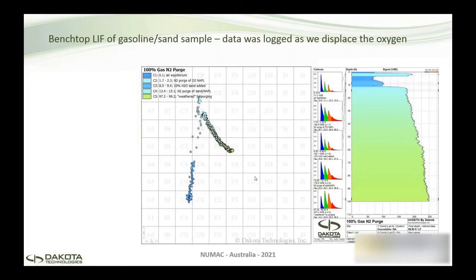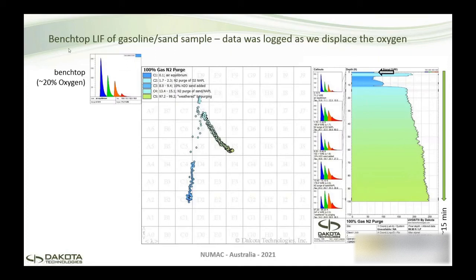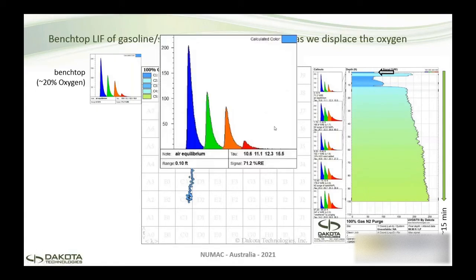Okay. So when I do that, something fairly interesting happens. Here's gasoline on sand under benchtop conditions, 20% room air, so there's lots of oxygen. It's quite quenched, pretty short lifetimes. Okay, so there's the waveform, pretty short. Lifetimes of 10, 11, 12, maybe 15 nanoseconds in each of these 4 channels. And it's down here on the cluster. Remember, this y-axis is lifetime, so it's pretty low down here for a gasoline, okay?